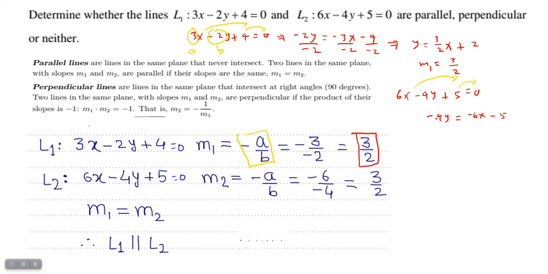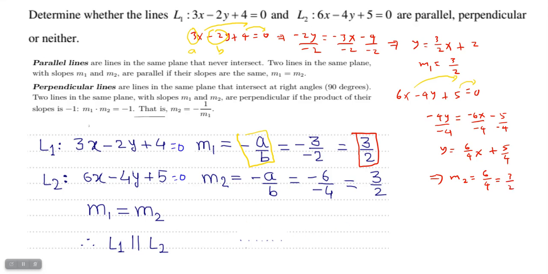So dividing this by negative 4, and dividing this also by negative 4, now you will get the equation of the line in the slope intercept form, which you can write y equals 6 over 4 x plus 5 over 4. And so you can also get from here the slope m2, which is the slope of the second line, is 6 over 4, or writing this in the lowest term, we have 3 over 2.